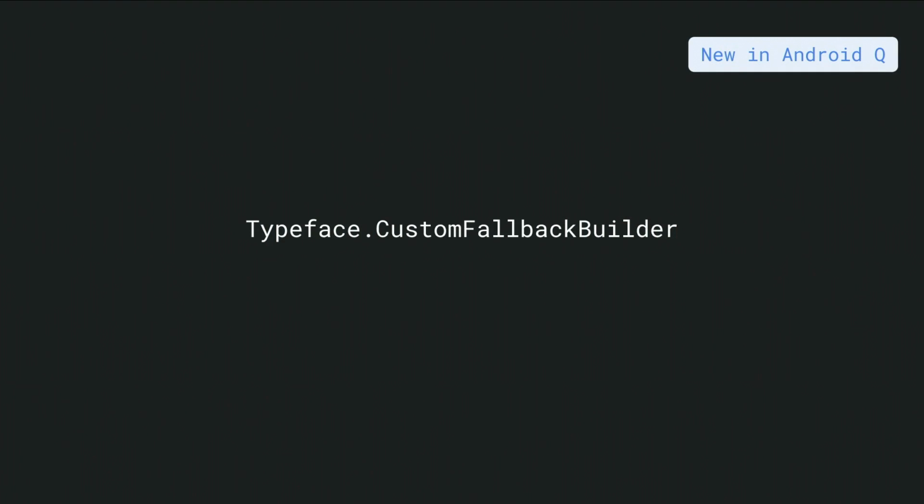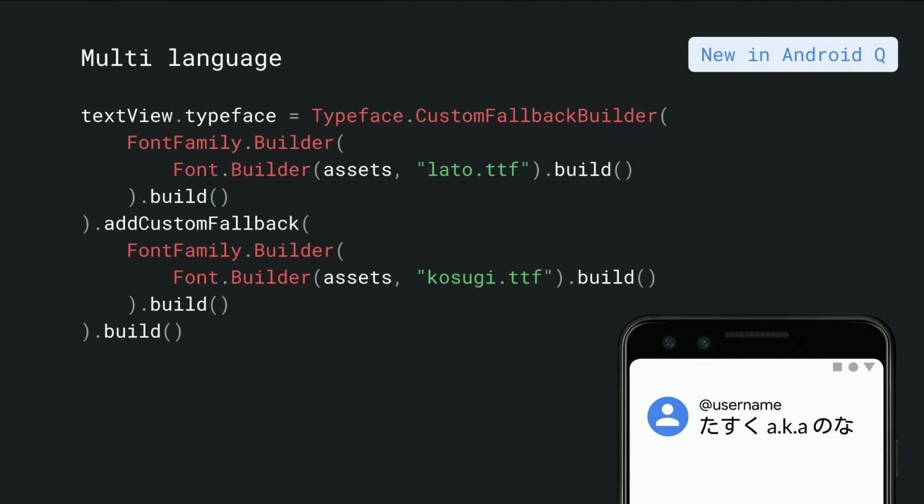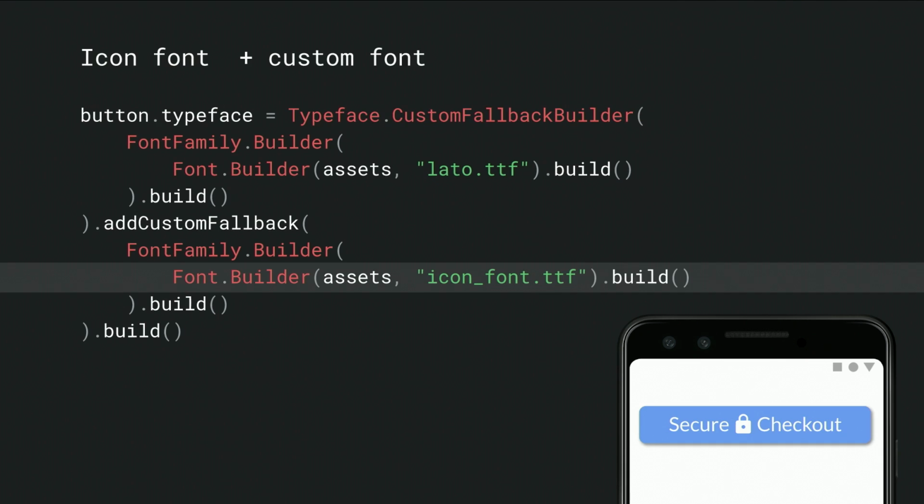Therefore, on Android Q, we added custom fallback builder to the typeface class. It enables you to create a typeface using multiple fonts or font families. When we check our multi-language use case, here we create a builder. And for each of the languages, we create a font family and add the related fonts into them. And this will also solve the icon font use case as well, where this time, again, we put the icon font as a separate font family into the final typeface.